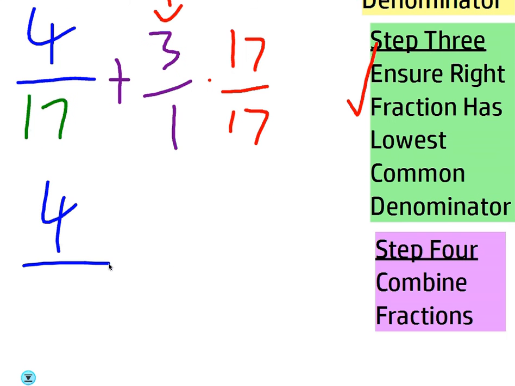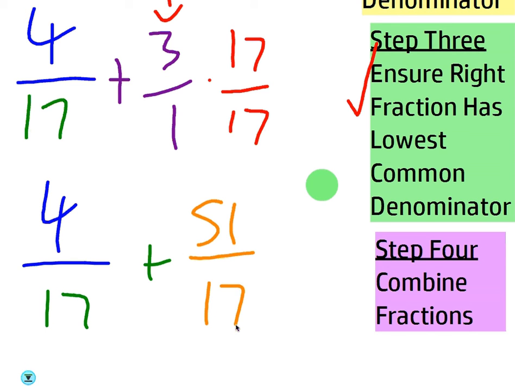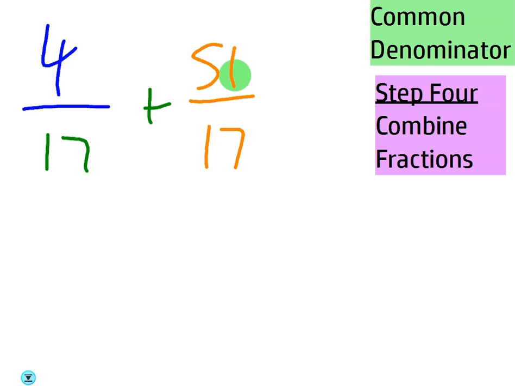So we get 4/17 plus, what's 3 times 17? 3 times 17. It's going to be the top of this fraction. 51. I like it. All right, so now we can combine the fractions. What's 4 plus 51? 55. I was actually thinking the same thing. 55/17. Can that be reduced?